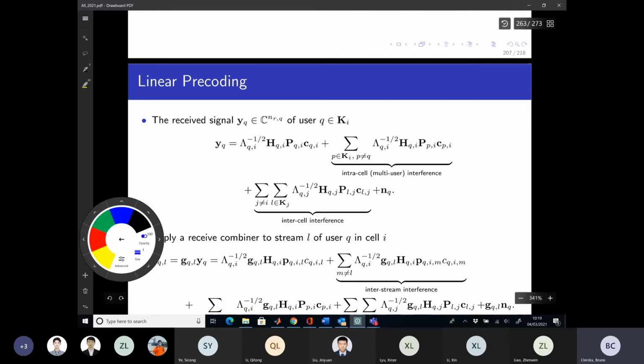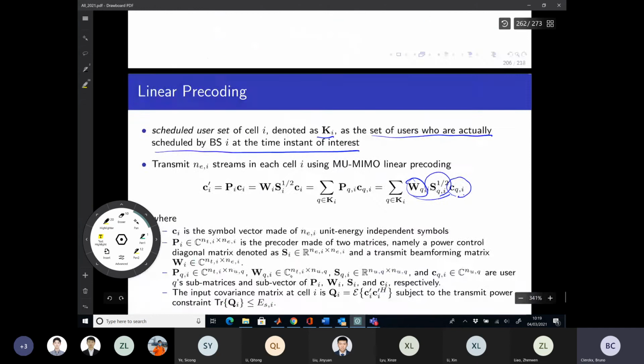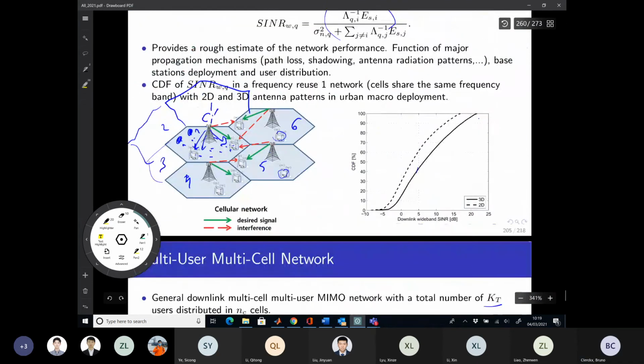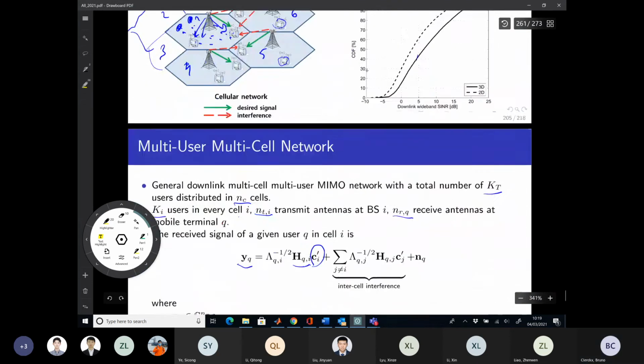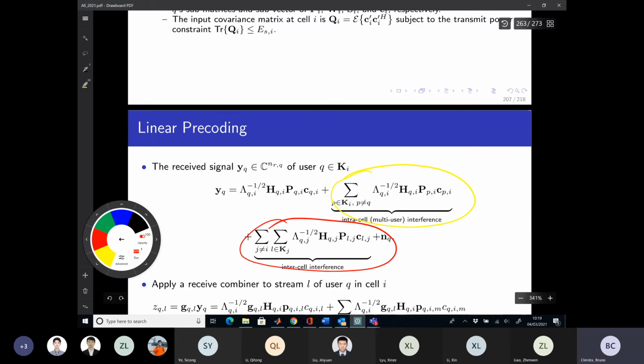So this term here, let me write this in, for instance, red. No, red was the other one. So let me write this in green. Green is not good, sorry. Let me take yellow. So intercell is red, and yellow is intracell.